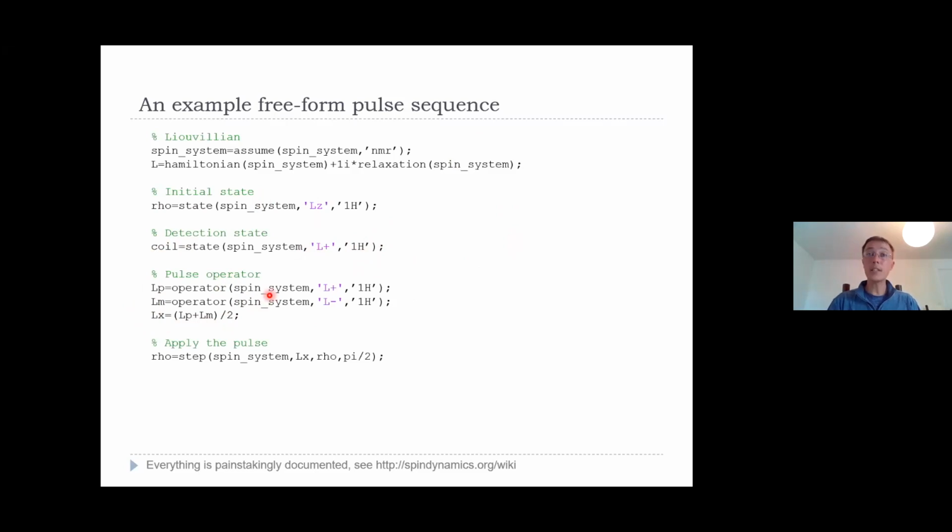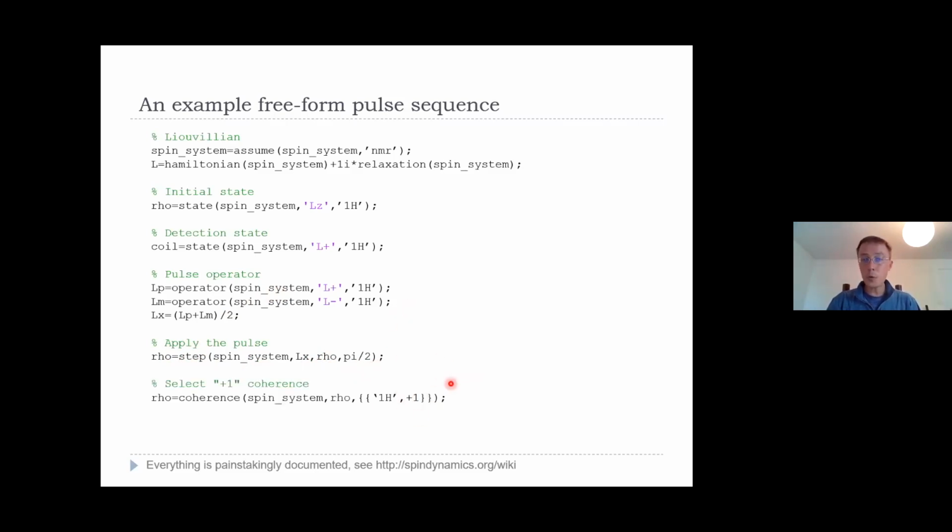And then we apply the pulse. I think for Varian spectrometers, it just said pulse, and then lots of parameters in brackets. Here it says step because it's one time step under a fixed Hamiltonian. And in this case, step of the spin system under Lx from the initial state rho for a duration pi/2. So standard excitation pulse in nuclear magnetic resonance, idealized. There is a different command if you want a shaped pulse.